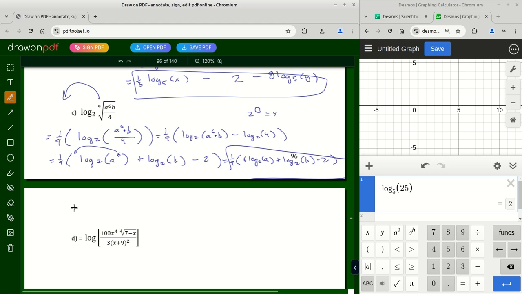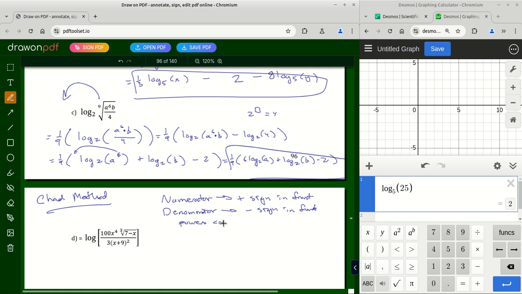Okay, here are the rules for the Chad method. I'm going to call it the Chad method. I'm going to take credit for it, okay? So the Chad method's very simple. Anything that you have in the numerator, you put a plus sign in the front of the log. Anything that you see in the denominator, you put a minus sign in the front. And then just move the powers down. Powers come down, and that's it. So numerator stuff gets a plus sign, denominator stuff gets a minus sign.